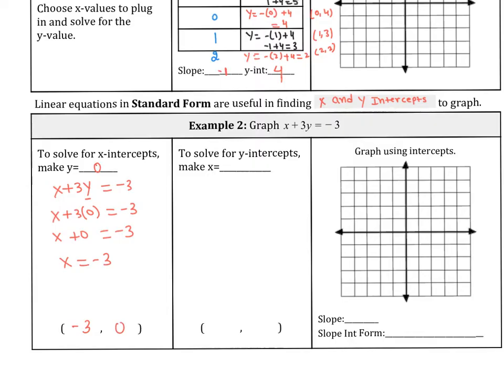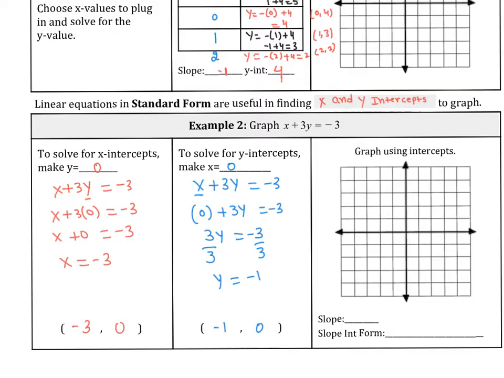Now to find the y-intercept, you're going to make x 0. Use the given equation and in place of x, you're going to put 0. Now you're going to get 3y equals negative 3, and then you're going to divide by 3 on both sides. y will be equal to negative 1. So y is negative 1, x is 0.